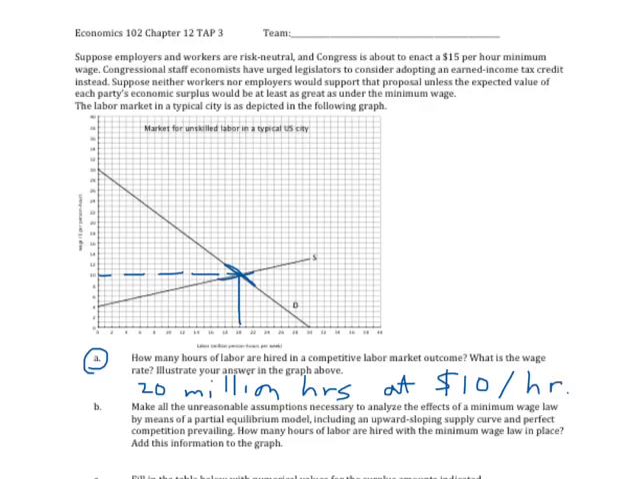Well, yeah, it's 20, but notice the units are million hours. 20 million is a lot different than 20. So if you get a graph like this, make sure you get the units right in your answer. Very important.